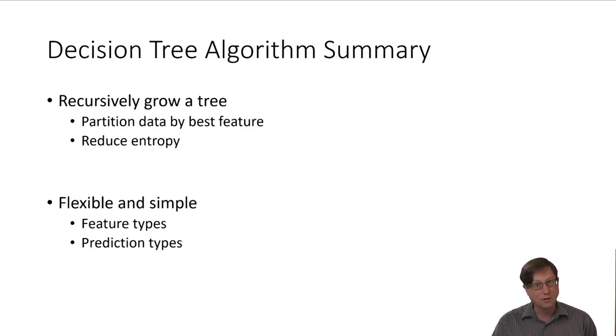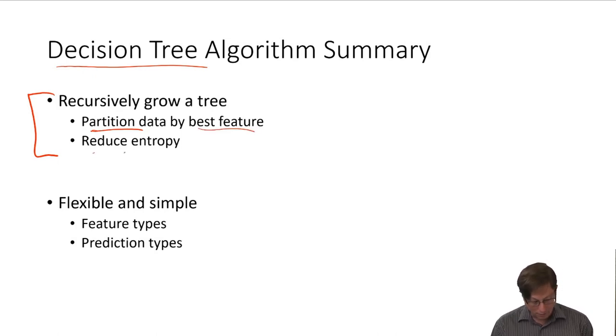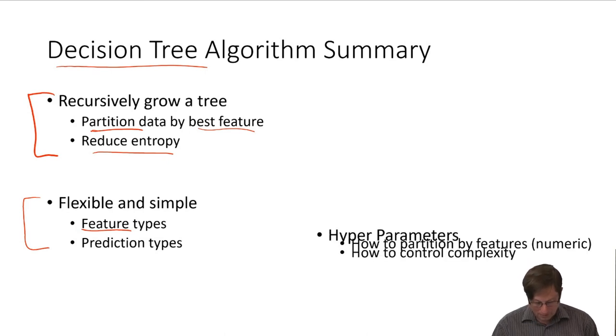And to give a quick summary of this lecture, a decision tree is an algorithm that can recursively grow a tree that repeatedly partitions data by the best feature according to information gain, that is, it reduces the overall entropy of the training data. It's flexible and simple in that you can do categorization, regression, and probability prediction on all different types of features using conceptually very similar things, maybe with a little bit of extra optimization needed to deal with numeric features because the complexity blows up a little bit.